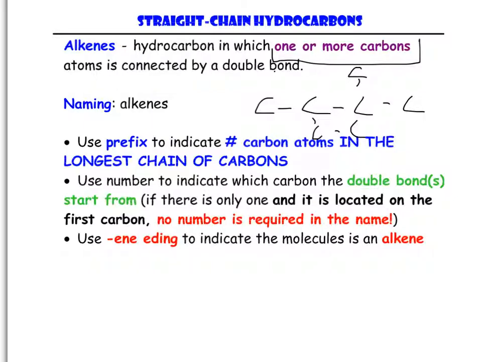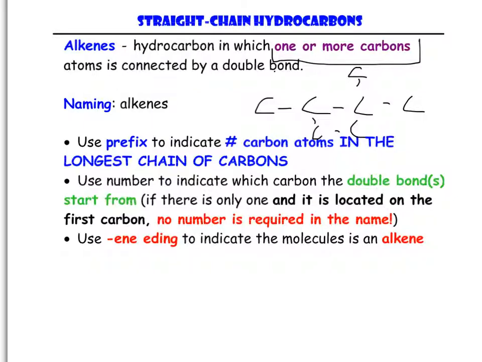So the rules for this do change a little bit. Now we use a prefix to indicate the number of carbons in the longest carbon chain, and what that means is if I just count my carbons going straight across here, I have 1, 2, 3, 4. However, that is not my longest carbon chain. If I look at this one, I could start with this carbon and go 1, 2, 3, 4, 5, or going the other way, 1, 2, 3, 4, 5, or like this, 1, 2, 3, 4, 5. So going straight across like this is not necessarily going to give us our longest carbon chain.